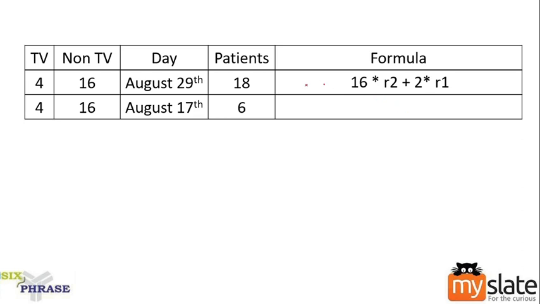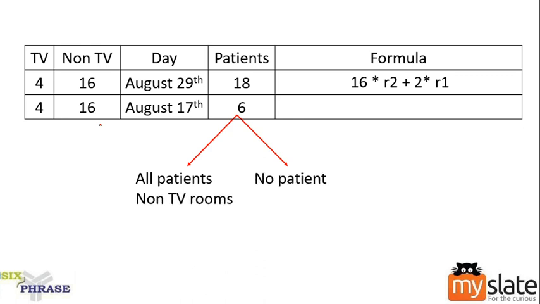August 17th. On August 17th, I have 6 patients. So when I have 6 patients, all of them will go to the room with no TV since it is cheaper. All 6 patients will go to rooms without TV. No patient will go to the room with the TV. So your formula will be: number of patients is 6, all of them going to rooms without TV, so 6 into R2, and no patient is going to rooms with the TV, so 0 into R1.